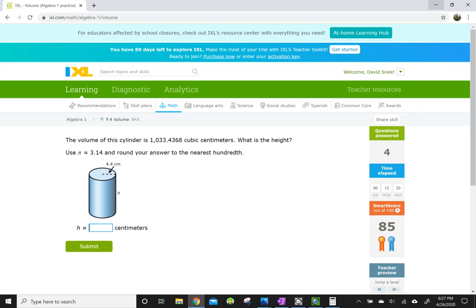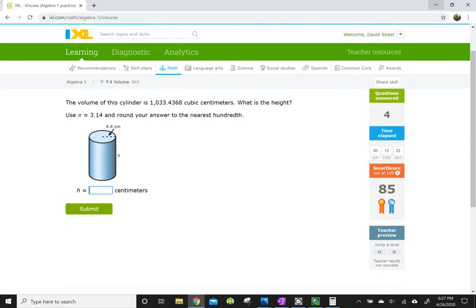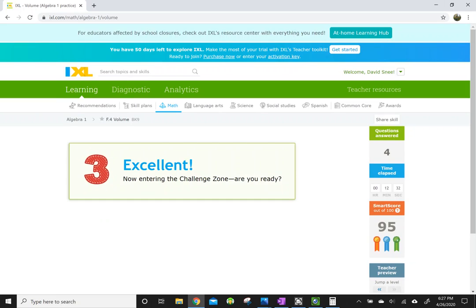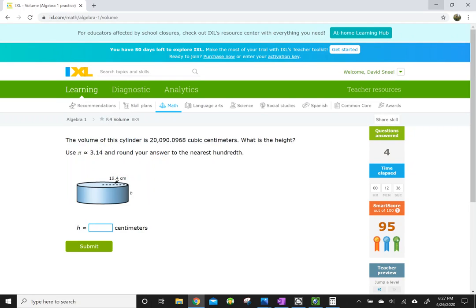Another cylinder. Okay, it says the volume of the cylinder. It gives you the volume and asks you to find the height. So you just find the formula again, and you plug in all the known values and solve for your unknown value. And then you're going to enter the challenge zone, and let's see if this is any different. Nope, it's the same thing. It asks you to start with the volume and find the height by plugging in your known values.